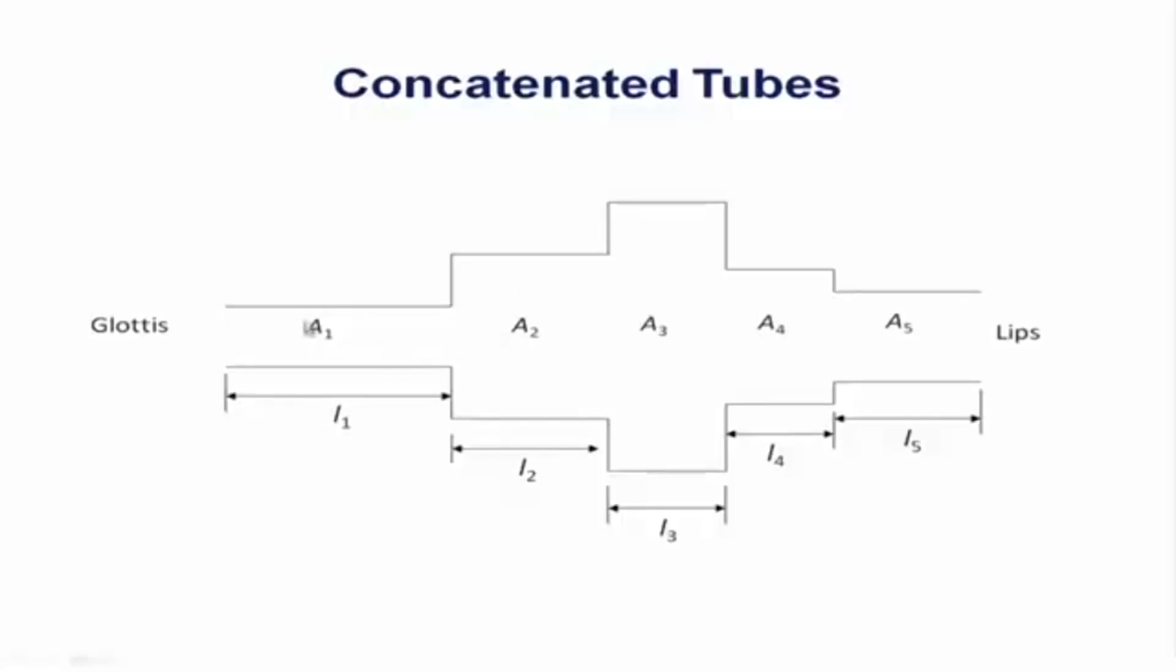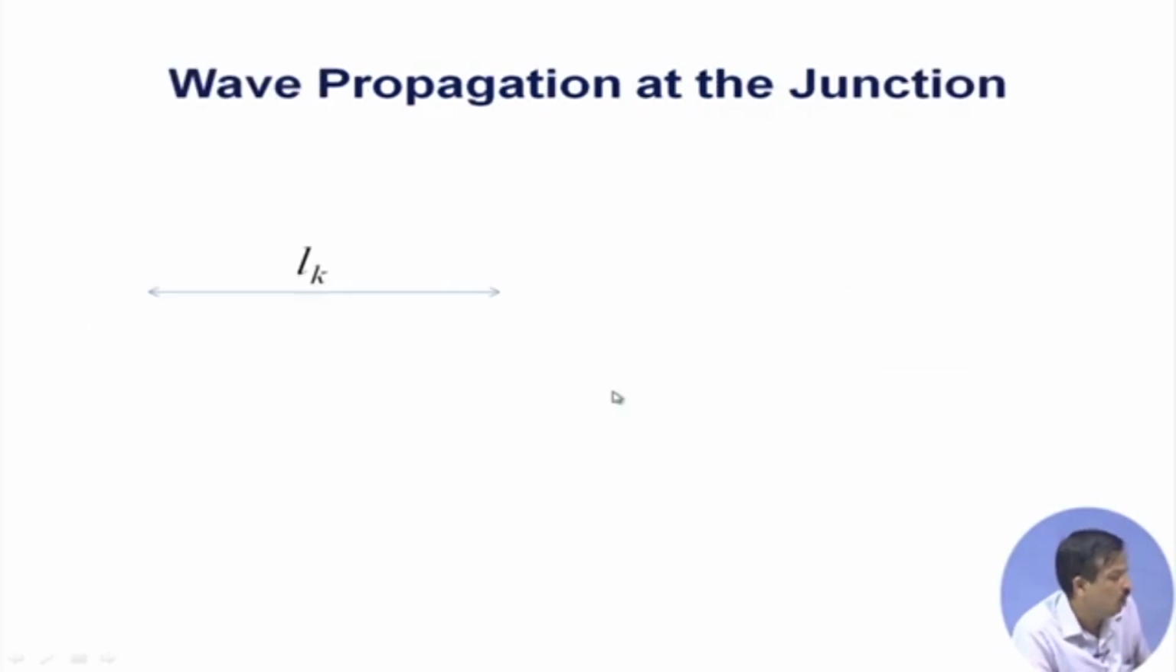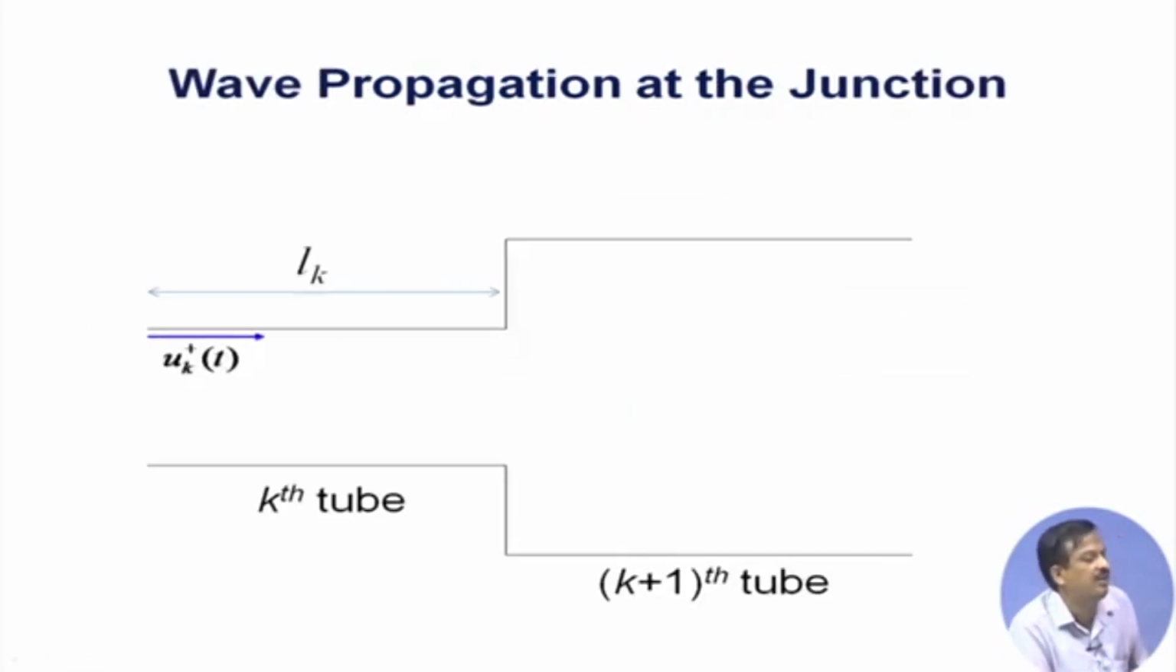So, this one has a very small cross sectional area, this has a wide cross sectional area. So, what will happen to the volume velocity and pressure wave equation at this junction? What will happen when the tubes are connected at this junction? So, I want to know what will happen at the kth junction. The kth junction is nothing but the junction of the kth tube and the k plus 1 tube. That junction I want to know what will happen.